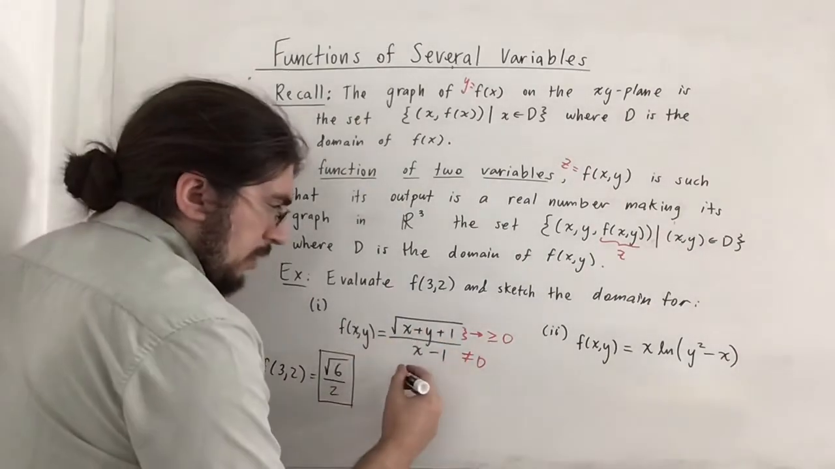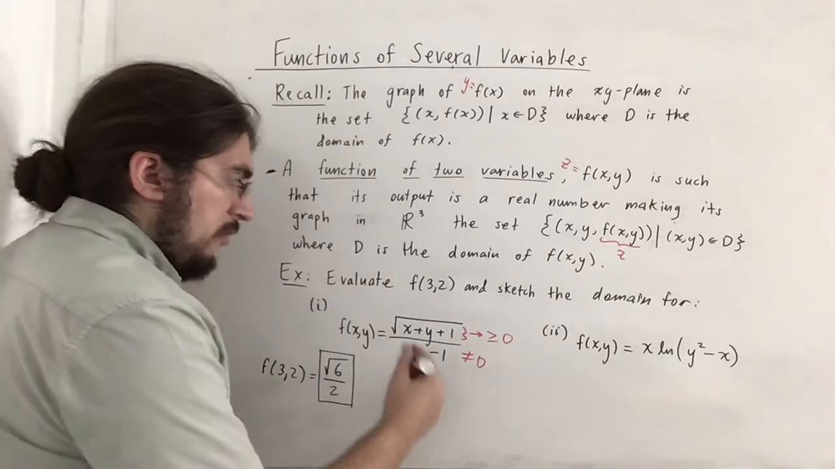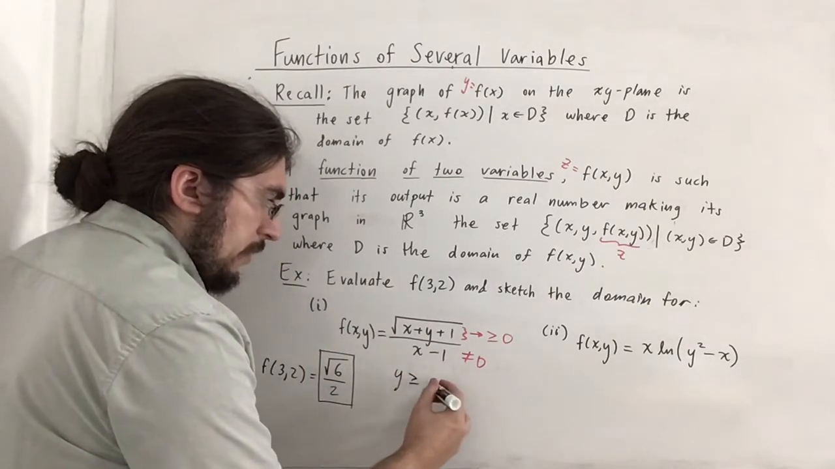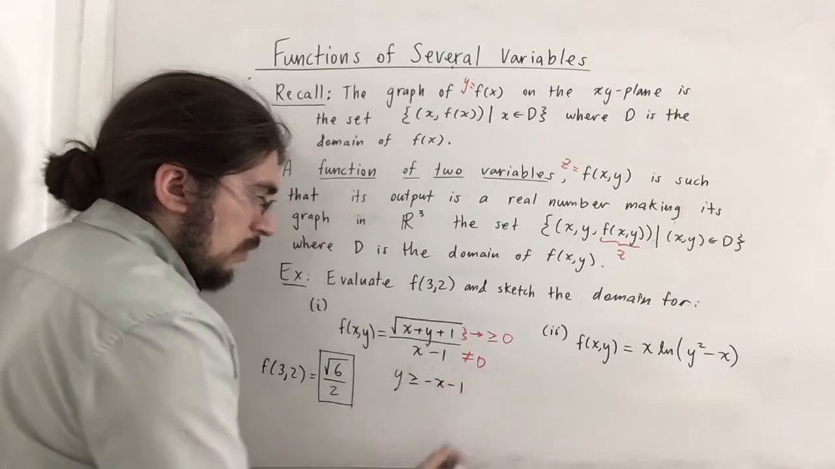For the inside of the radical part, if you solve for y, you'll have y is bigger than or equal to negative x minus 1.